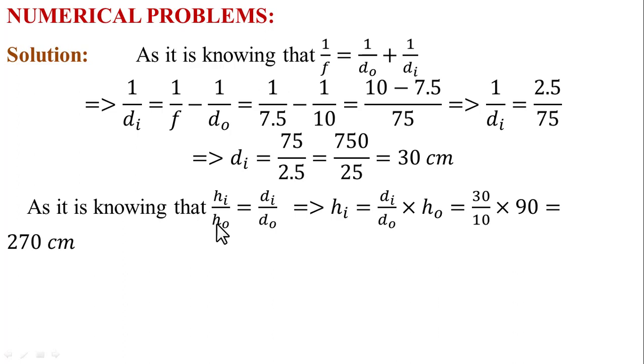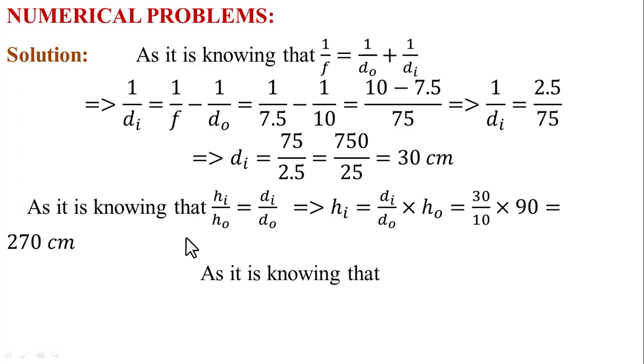So as we know that hi over h naught is equal to di over d naught. This implies that hi is equal to di over d naught multiplied by h naught. This is equal to 30 divided by 10 multiplied by 90. So 3 multiplied by 90, this will be equal to hi is equal to 270 centimeter.